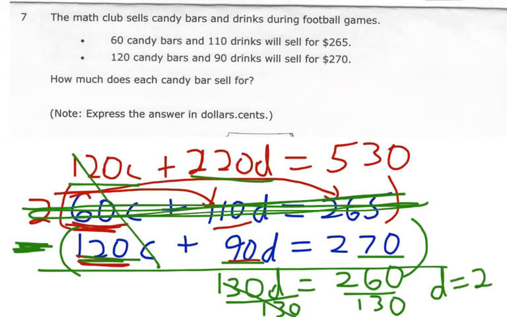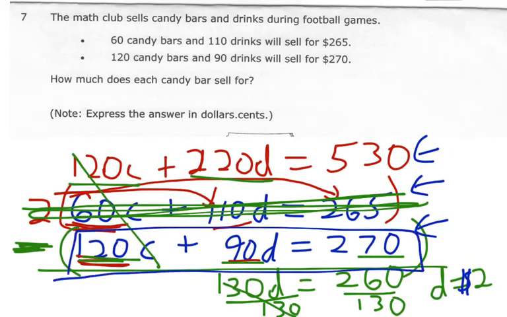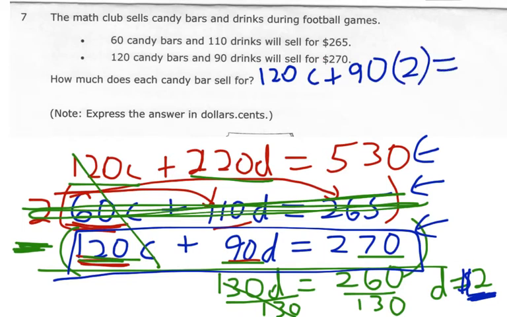Now that we have solved for the cost of the drinks, and by the way, that would be $2. Remember, our answer is in dollars. $2 for the drink. We need to find out how much it is for the candy bar. So we can plug it into any one of these three equations that we want to pick. I'm just going to pick the bottom equation. You could have picked any one of those three. So just pick the one that looks easier to you. So 120C plus 90, instead of putting D, I know what D is. D is 2. So I'm just going to substitute it in. So 90 times 2. And my total is still going to be the same. It's still going to be 270. So all I did was rewrite that bottom equation here and plug in a 2 for D.